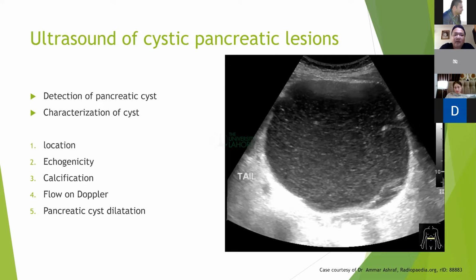Ultrasound is usually the first imaging modality to be used. On ultrasound, we should describe cyst location, internal echogenicity, debris, calcification, pancreatic ductal dilatation, etc. Ultrasound is the first imaging modality since it is readily available and cheap, but it's operator dependent, and imaging of the pancreas is usually difficult due to obscuration by gas in stomach or colon.